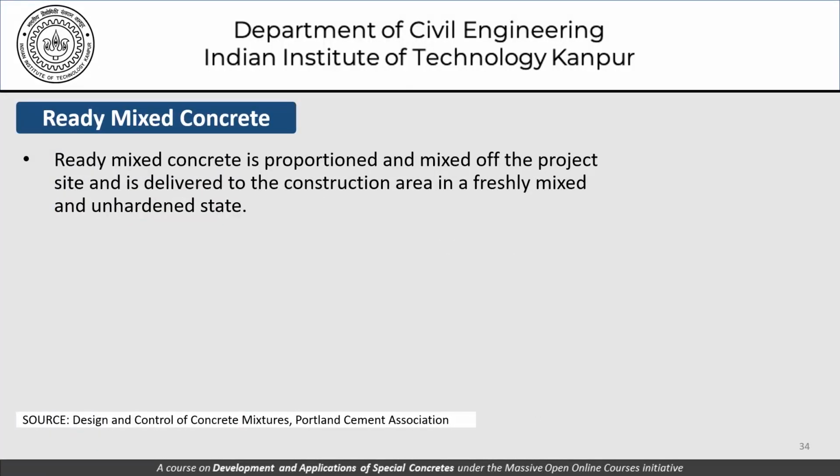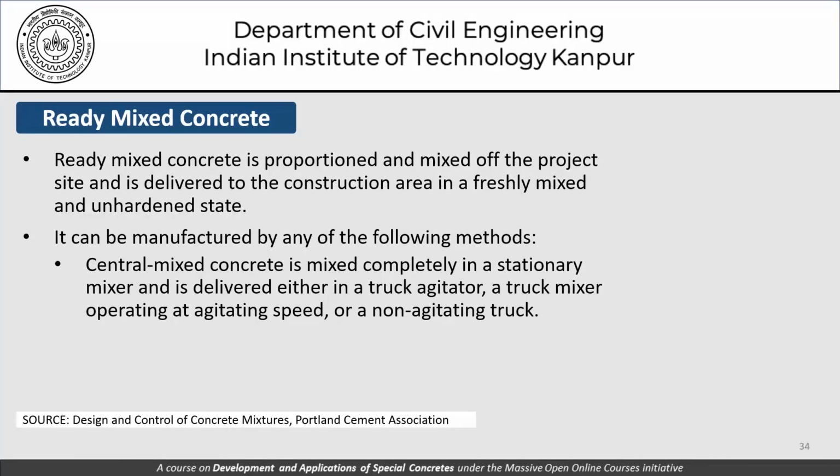As far as the ready mix concrete is concerned, this concrete is proportioned and mixed off the project site and is delivered to the construction area in a freshly mixed and unhardened state. That's something which we need to ensure, that the concrete is delivered to the construction site from the ready mix concrete plant. It should be freshly mixed and obviously unhardened. It can be manufactured by any one of the following methods. Central mixed concrete is mixed completely in a stationary mixer and is delivered either in a truck agitator, a truck mixer operating at an agitating speed, or a non-agitating truck.